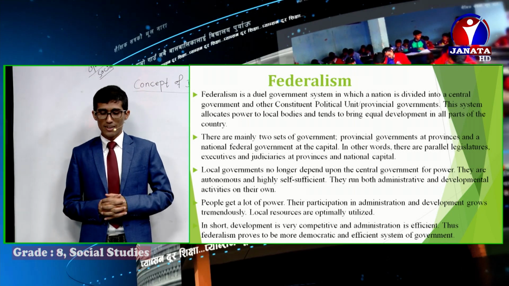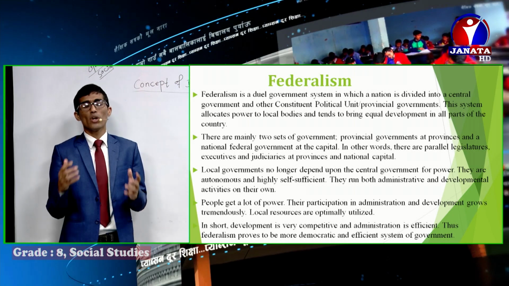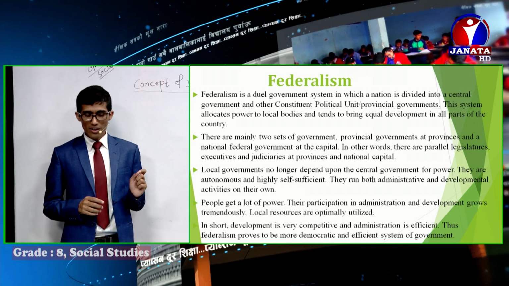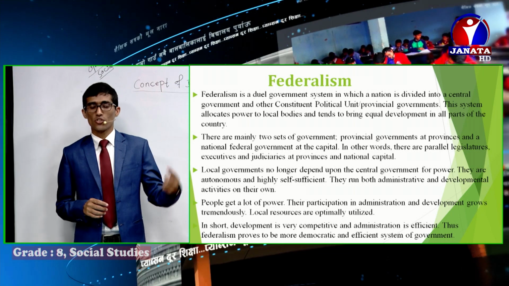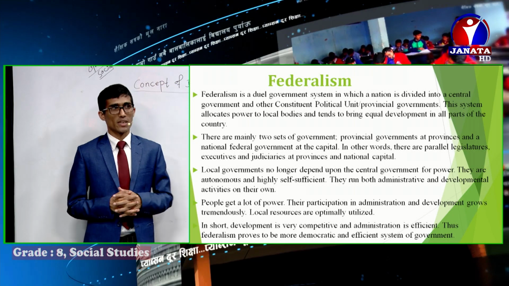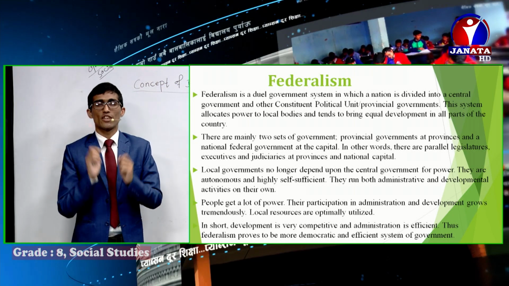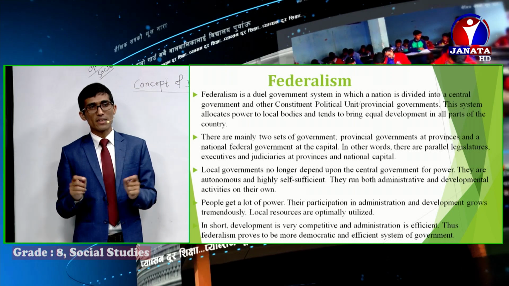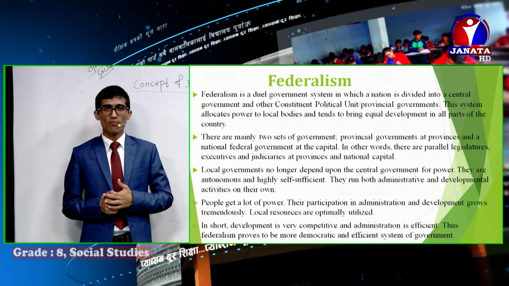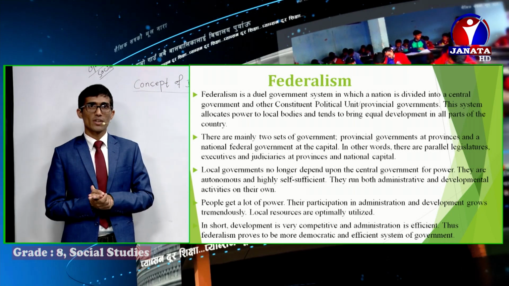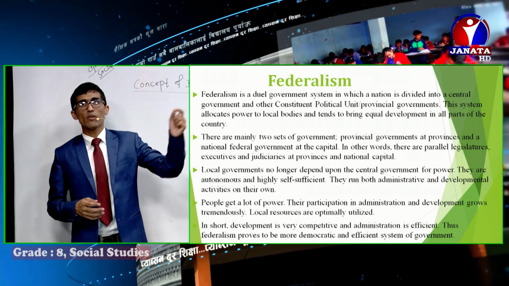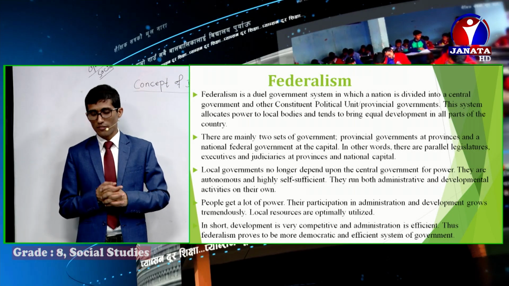Federalism simply is a dual government system, or dual system of government, in which a nation is divided into a central government and other constituent political units, or we can say provincial governments. That is the very first or basic definition of federalism. Government is divided into one central government or federal government, which is the exact constitutional term, and other constituent political units or different provincial governments. That is the very first definition.